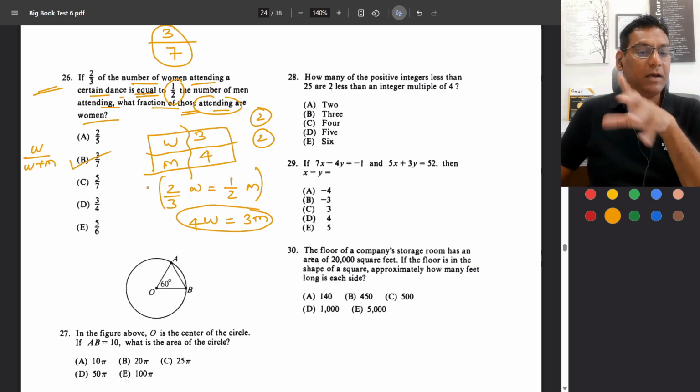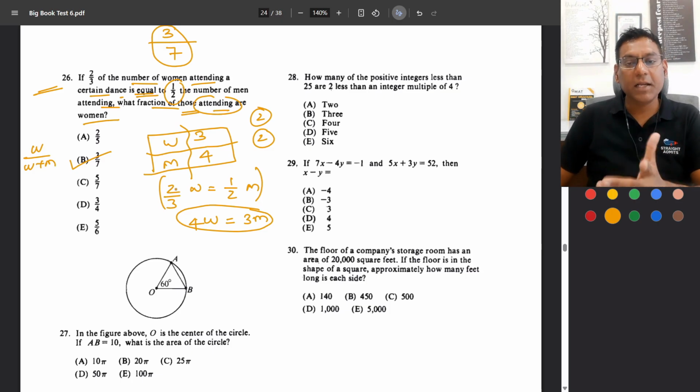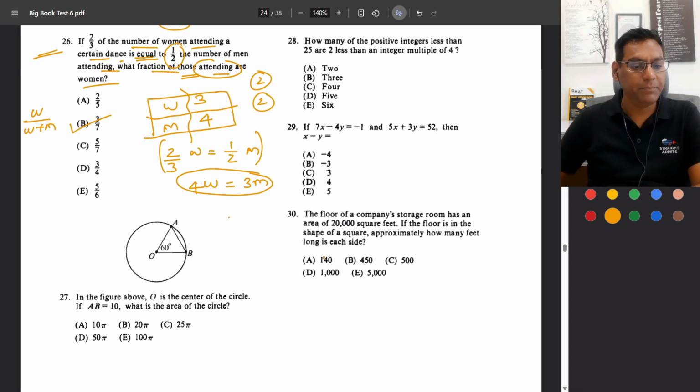Again, I'm liking this test because these questions are quite trickily worded. You have to be very careful. The answer is going to be 3 by 7.